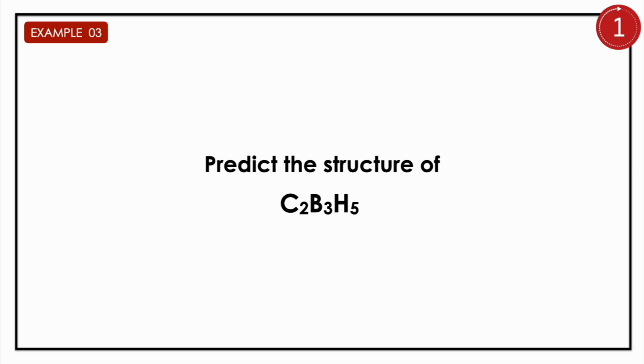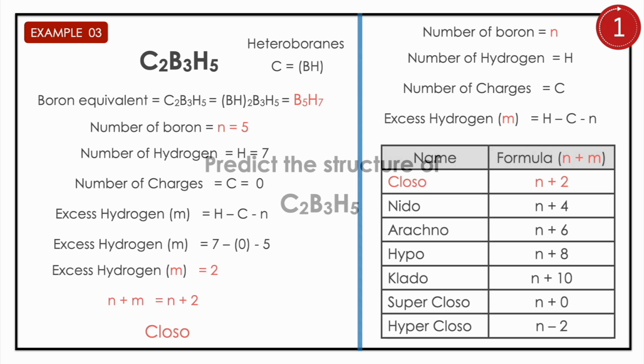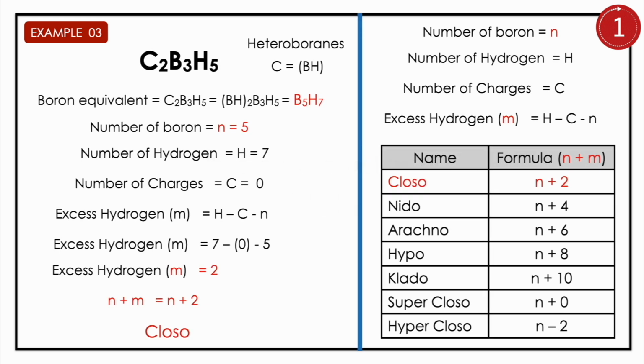Then the next example, here C2B3H5 is given. It is a heteroborane. You have to find the structure using Wade's rule. Here the compound is heteroborane. It is a carborane system. Carbon equals BH. So we rewrite the structure with BH. You should write BH instead of carbon. If you substitute it, you end up with B5H7. The compound is simple borane now.